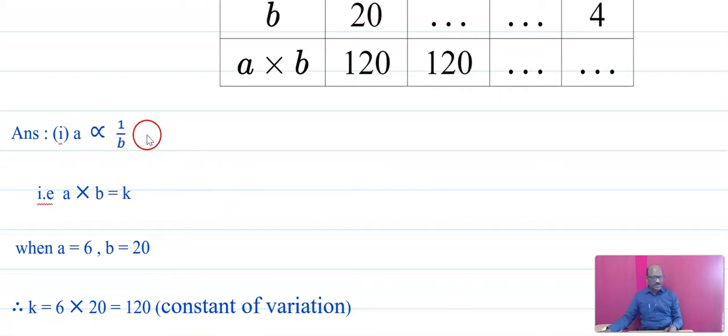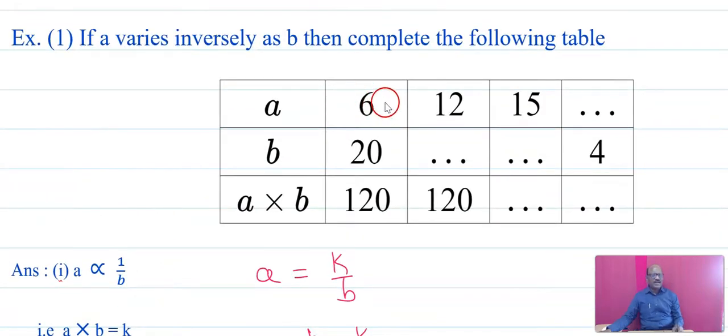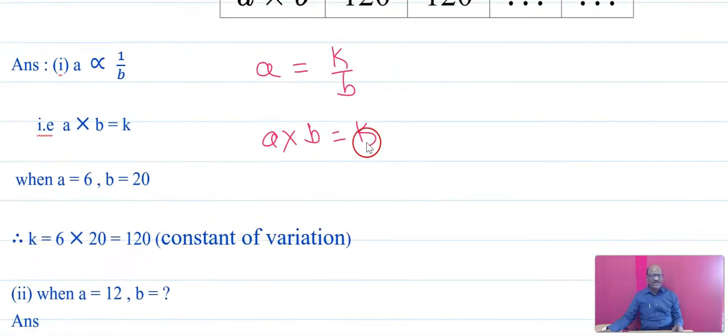Now here a is inversely proportional to b. This is the statement, and it can be written as a is equal to k upon b, and again as a into b is equal to k. Same here, a into b is equal to k. Substitute a is 6 and b is 20. Therefore k is equal to 6 into 20, that is 120.